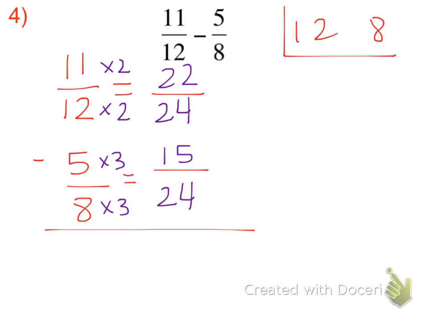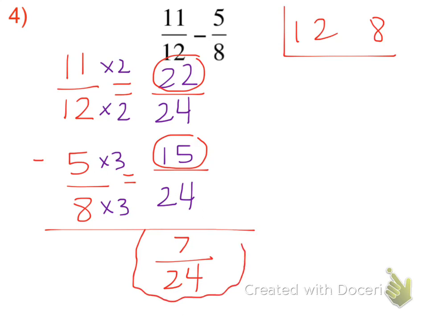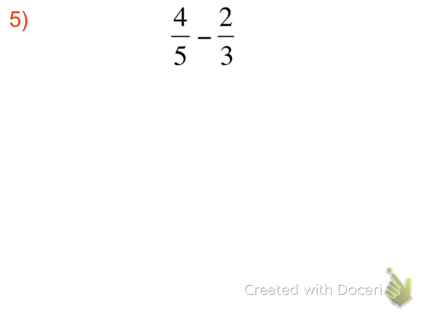Now I need to this time subtract my numerators. So 22 minus 15 equals 7. And you keep the same denominator. That's easy because it's in lowest terms. Woohoo! We don't have to do that part then. So that's subtracting. I'm going to give you one more.